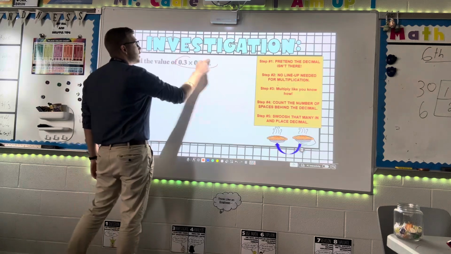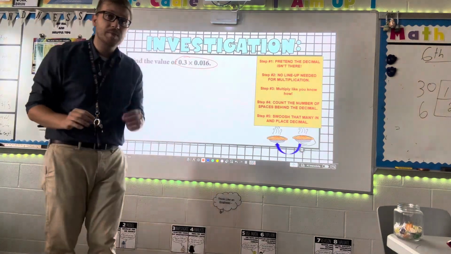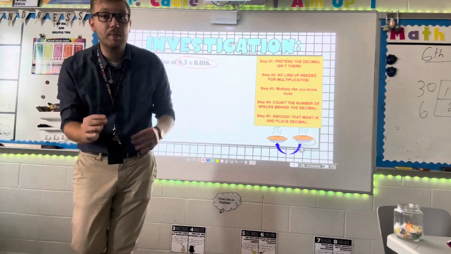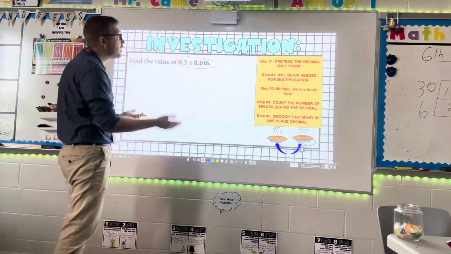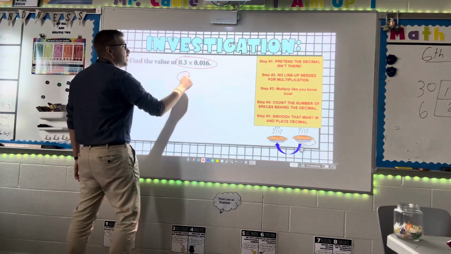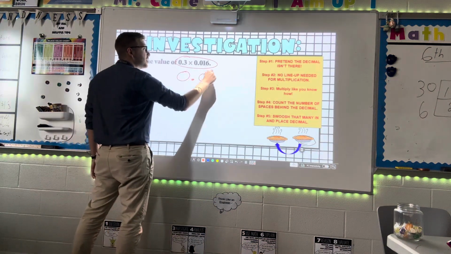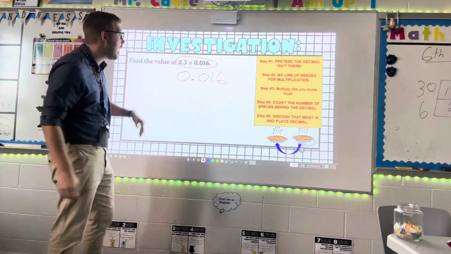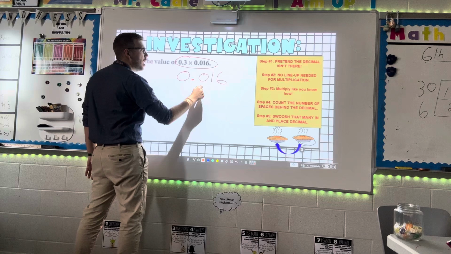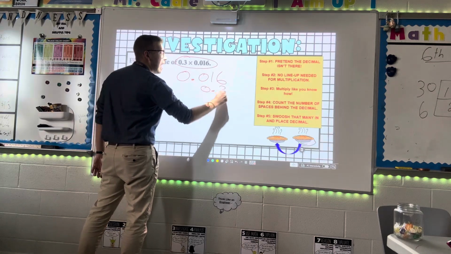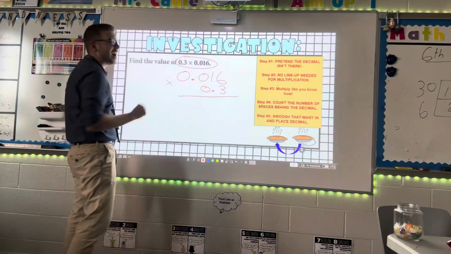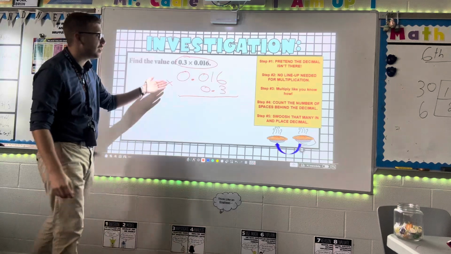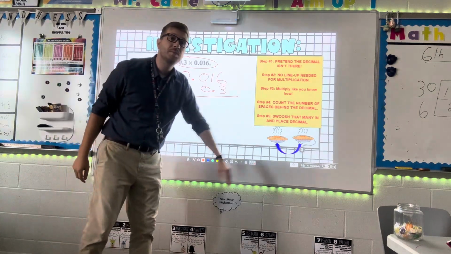First thing I want you to do is look at a problem. You need to know that multiplication is commutative. I can put whichever number I want on top. I'm going to use the number that has the most digits. I'm going to put the 0.016 or 16 thousandths on top and the 3/10 underneath. Now, of course, I'm not going to line them up because I don't need to line them up when we're multiplying. When we multiply, we swoop the pie.